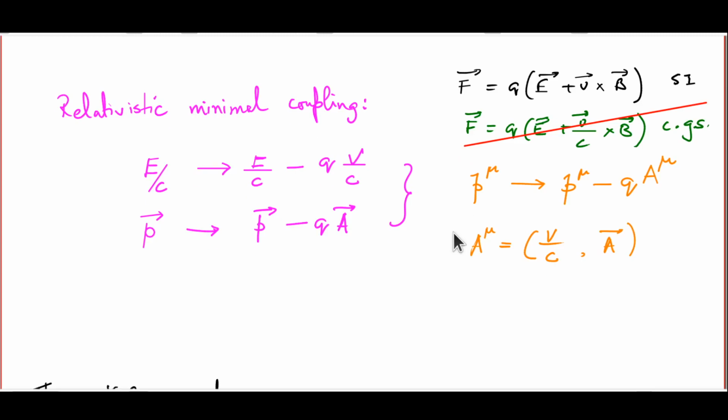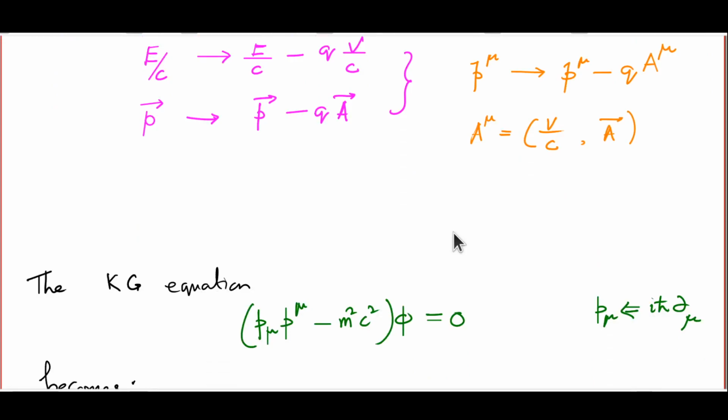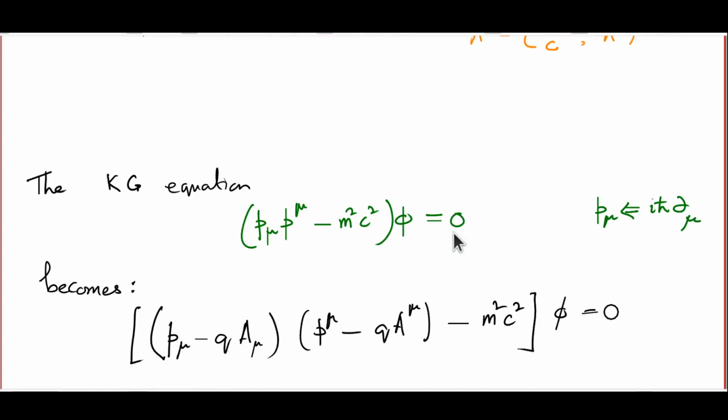And the answer is pretty straightforward. All you have to do is start with the Klein Gordon equation, which we have written using P mu explicitly, but you must remember P mu has to be replaced by i h cross del mu in order to get the quantum mechanical version of this equation. And then this simply becomes (P mu minus q A mu) with lower indices mu times (P upper mu minus q A upper mu). This operator minus m square c square acting on phi equals 0. Remember, P mu actually here is a differential operator i h cross del mu.